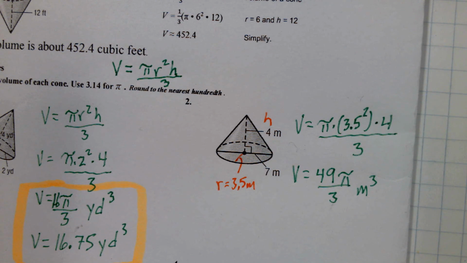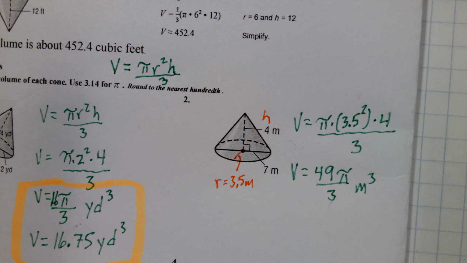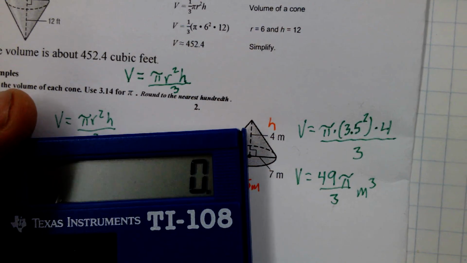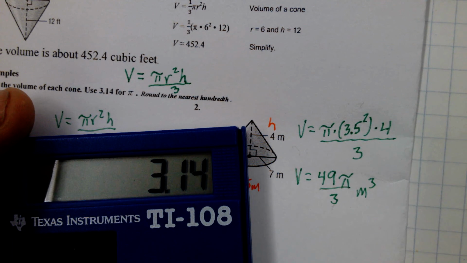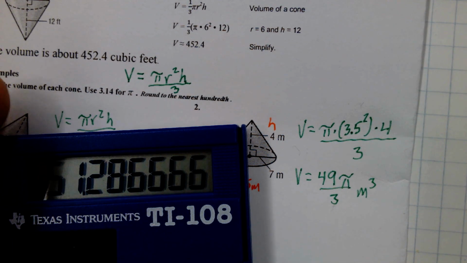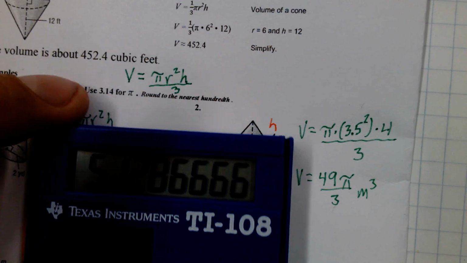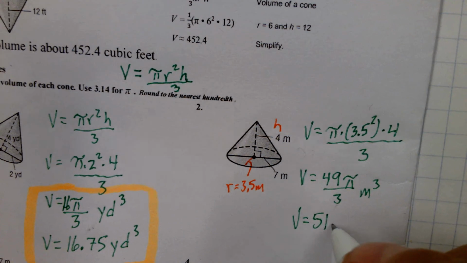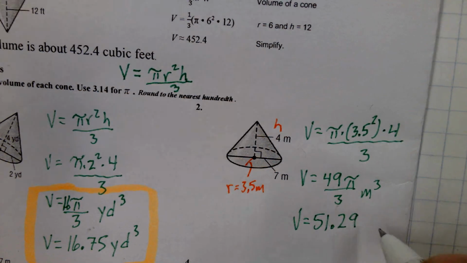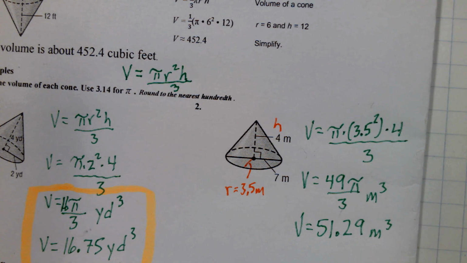So now to get the approximate answer, take 49, multiply it by 3.14, and then divide that by 3. So 49 times 3.14, then divide that by 3, and that becomes 51.2029. Okay. Any questions on that?